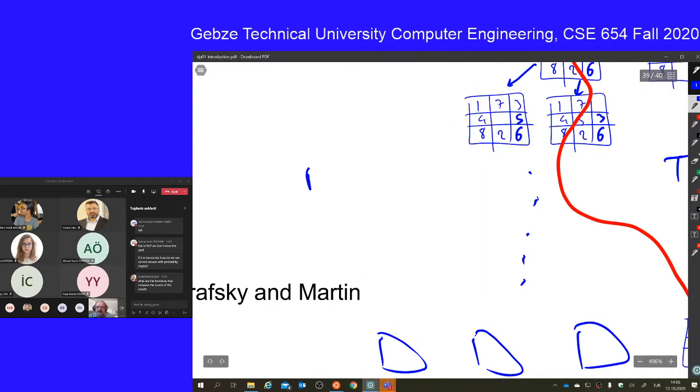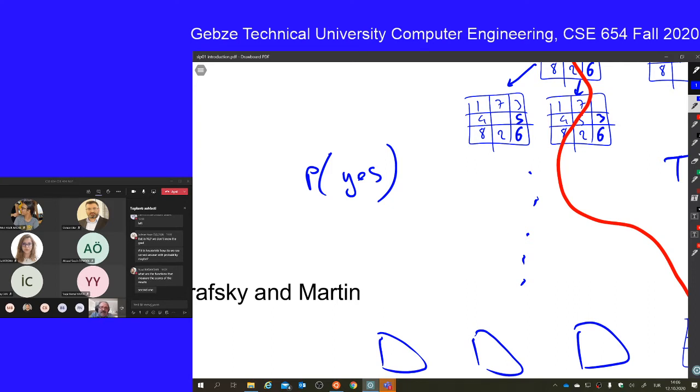One way to measure the grammatical correctness of a Turkish or English sentence: what is the probability of saying yes in English? Tell me the probability of saying yes in English. Don't talk about the context, just saying yes. Is it large or small? How would I know that?